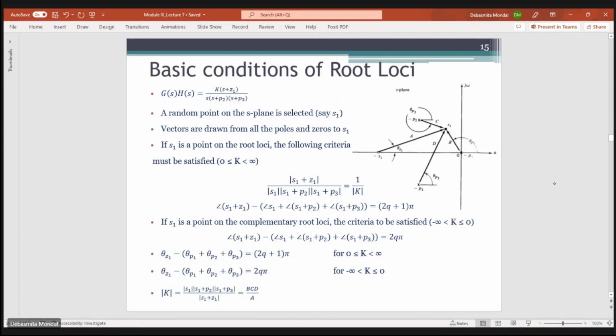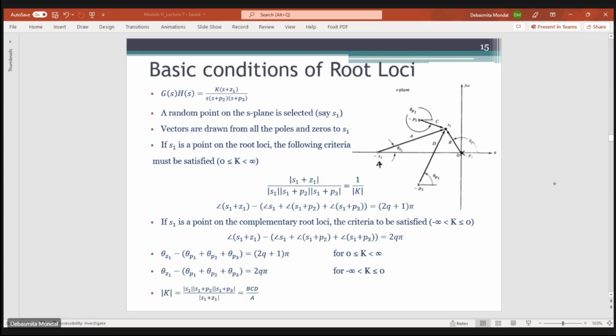Let's say we have a system whose open loop transfer function is given by K into (s plus z1) by s into (s plus p2)(s plus p3). That means this system has one zero located at minus z1, and it has three poles. One pole is at the origin, and the other two are complex conjugate poles. Let's say p2 is lying over here and p3 is lying over here.